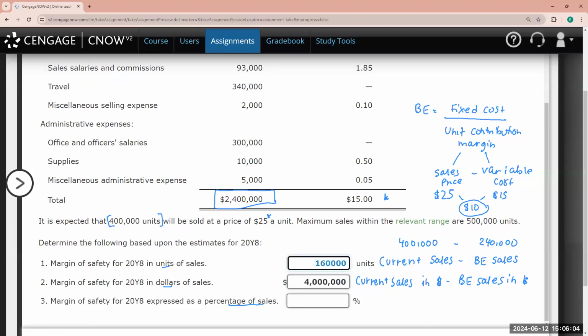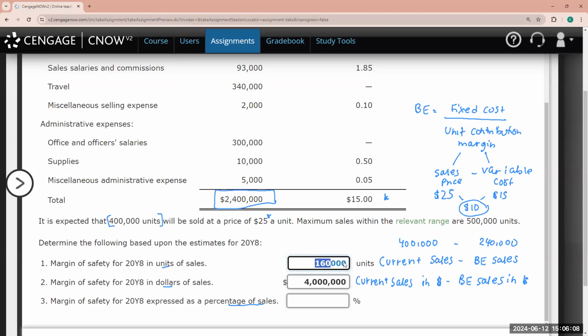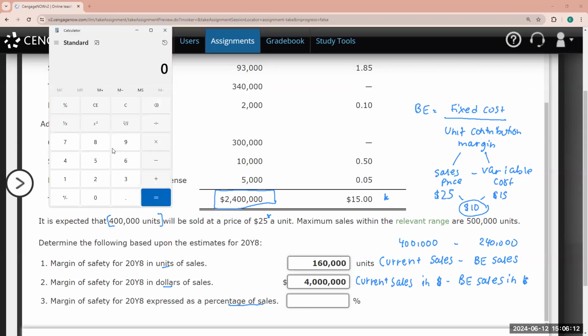All right. And another way that we can calculate this is that we see that our margin of safety is 160,000 units. So we can also do 160,000 multiplied by $25 per unit.